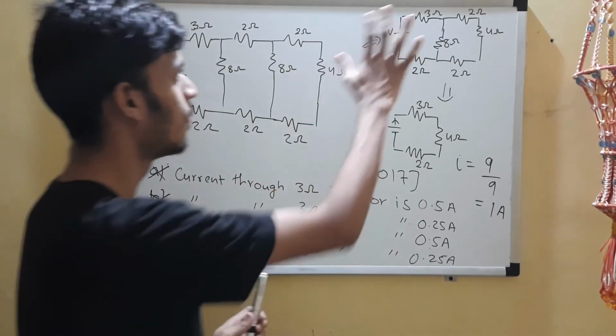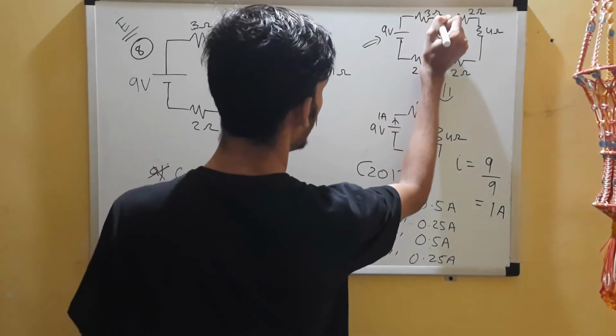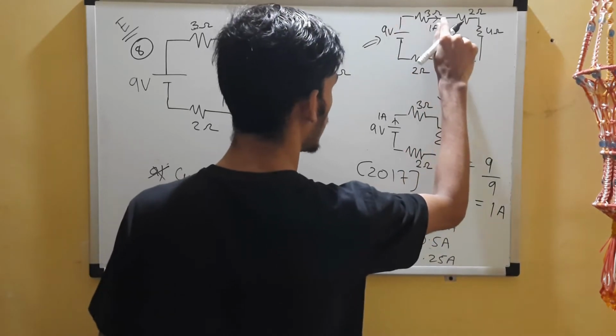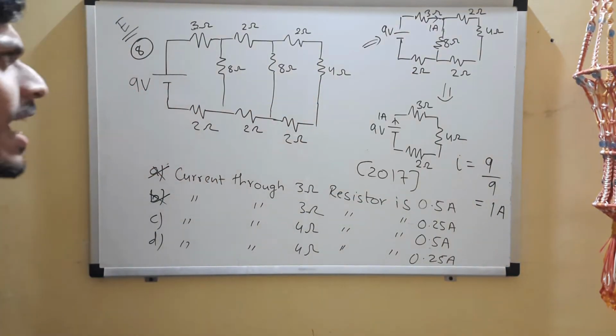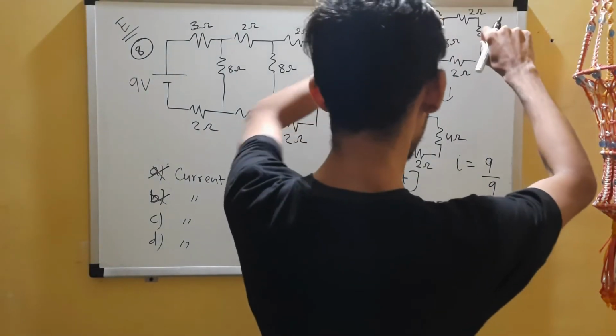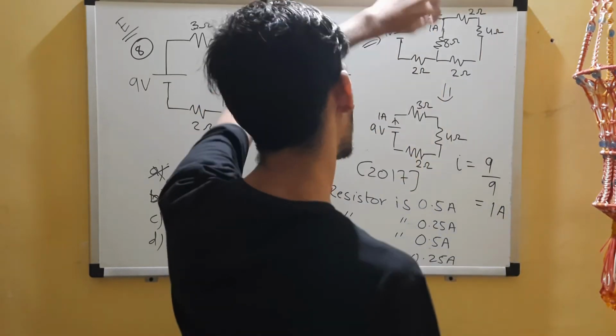So we'll come over here now. Here you can see that 1 ampere will come over here at this junction, right? 1 ampere current will come to this junction. Now it has two choices, right? It can flow in this branch or this branch. So how much current will go in this branch and how much will go in this branch?